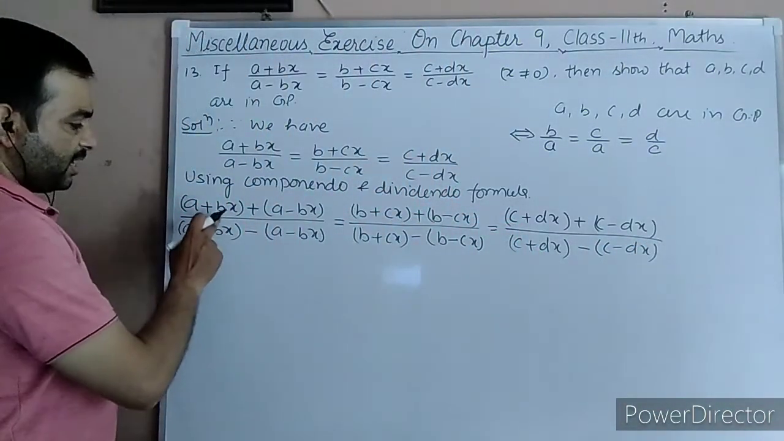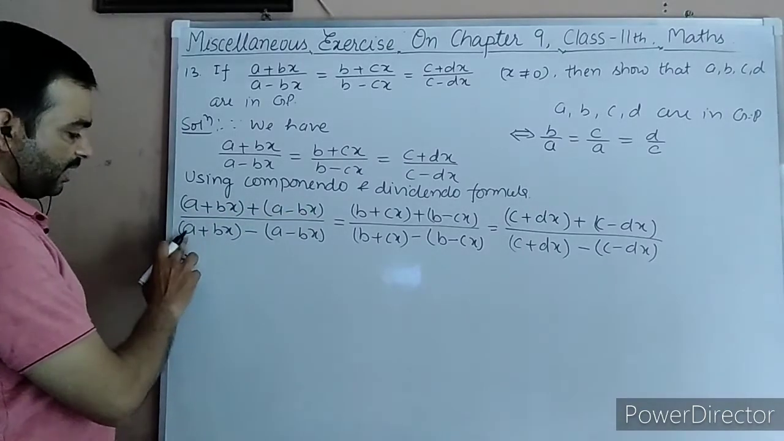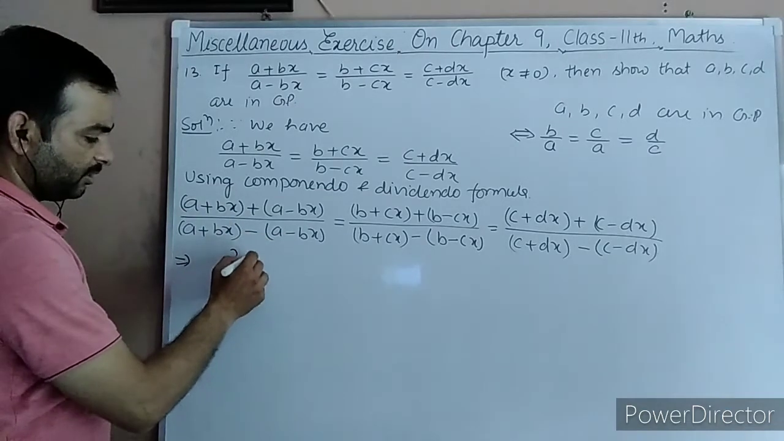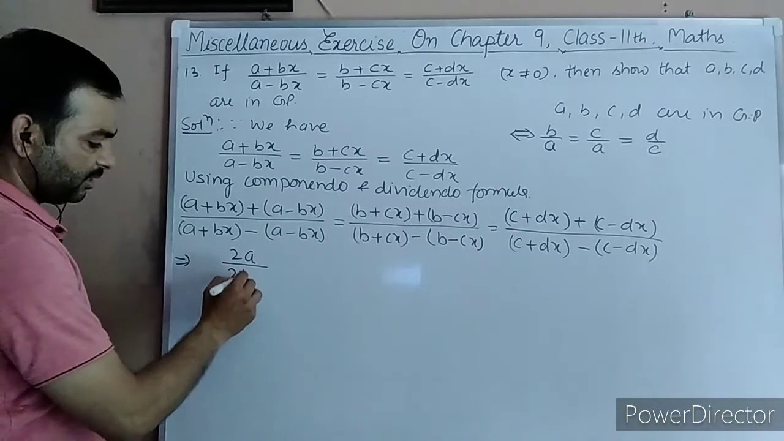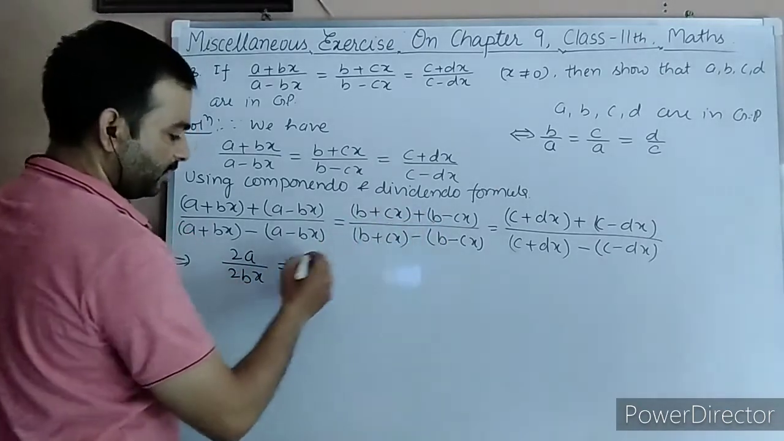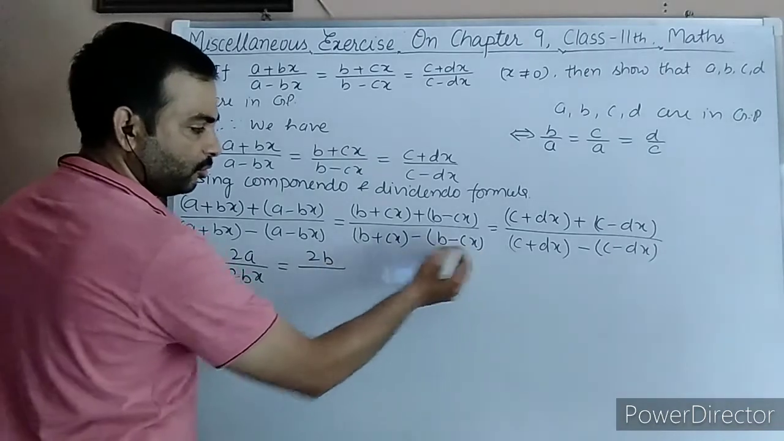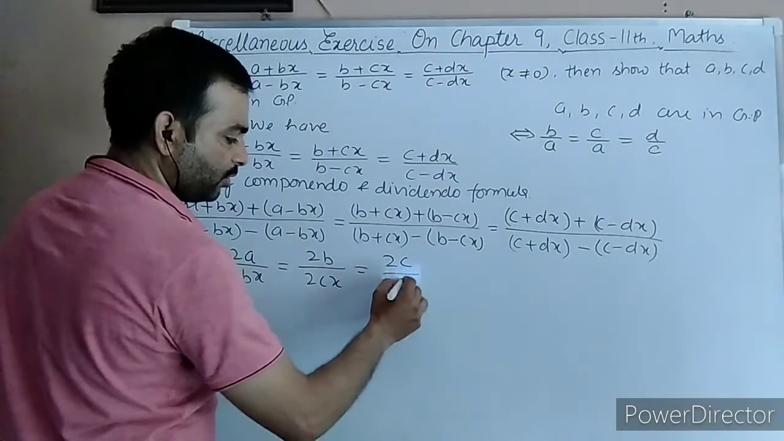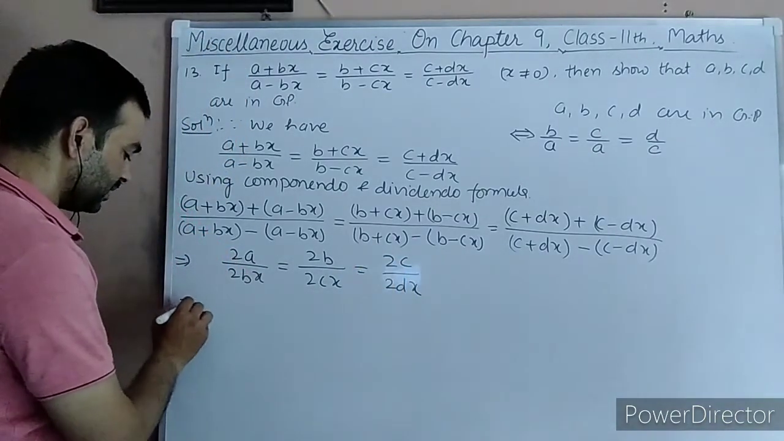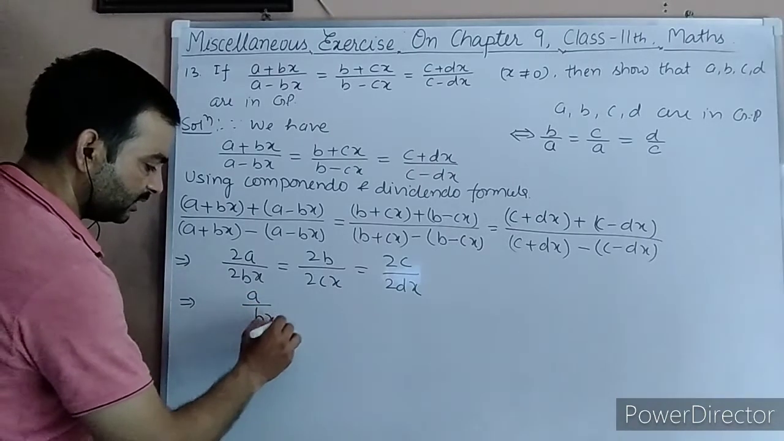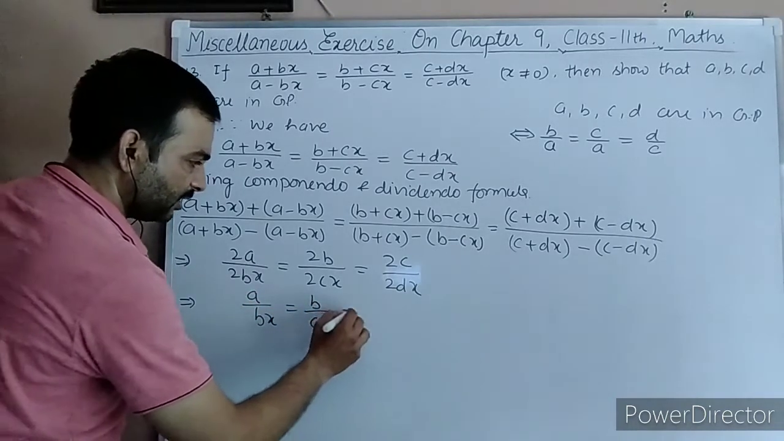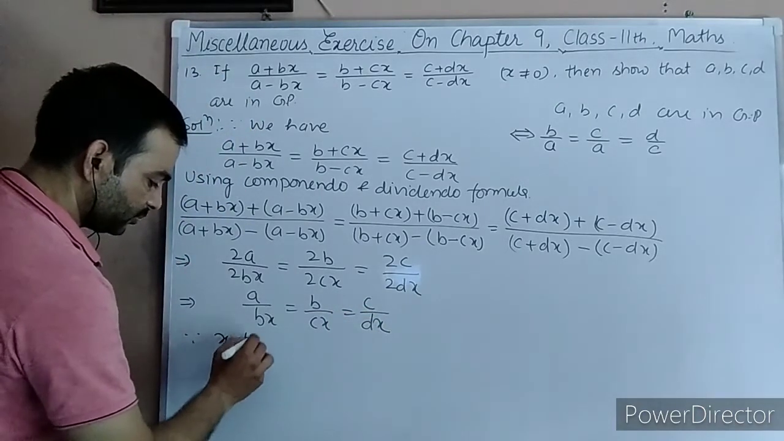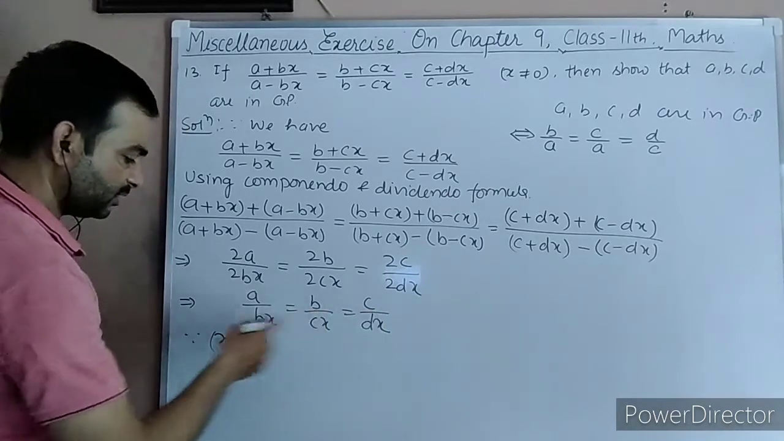So this implies, you can see here bx and bx cancel out, here a and a cancel out, minus minus plus, so we get 2a in the numerator and 2bx in the denominator. It is equal to similarly 2b divided by 2cx, equal to 2c divided by 2dx. All 2 cancel out, we get a by bx equal to b by cx equal to c by dx. Since x is not equal to 0, we can cancel out all x from these three ratios.